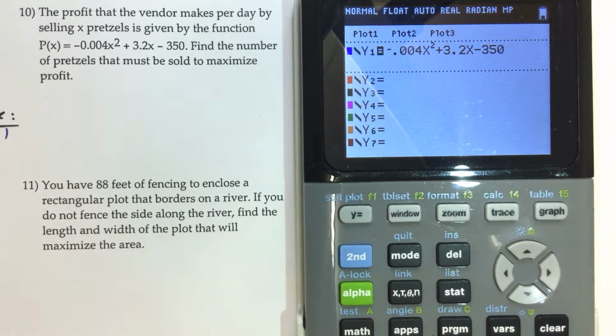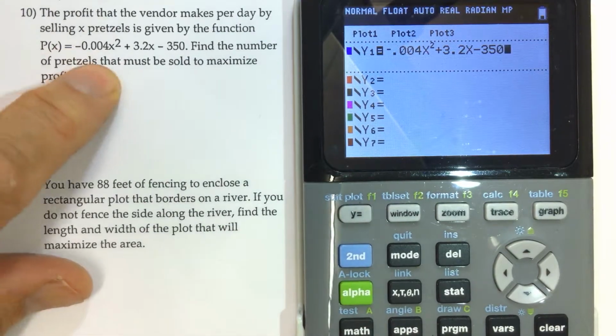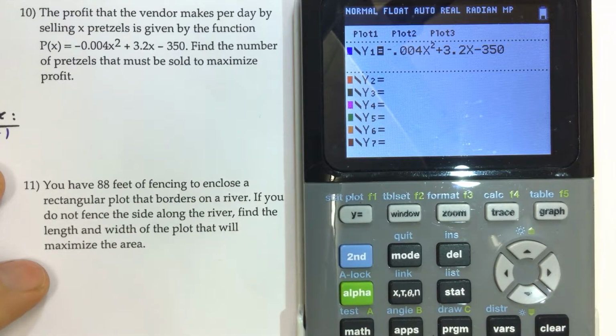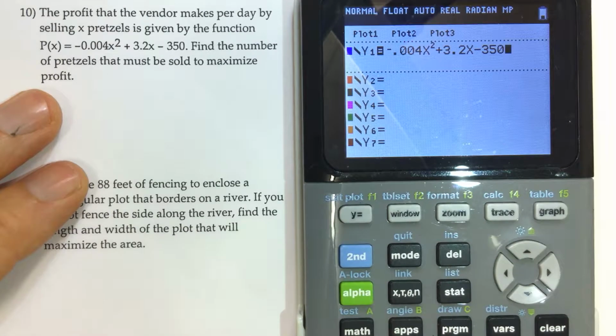So the first thing I did was I input the function that is given into my y1 on my calculator. Anytime I see decimals like this, I'm assuming it's a calculator problem, and it is. Find the number of pretzels that must be sold to maximize the profit. So just like that game we played in class, the quiz is, what are you looking for here?